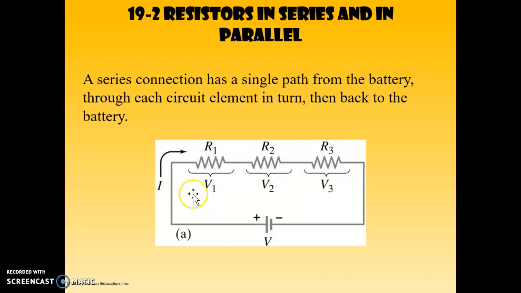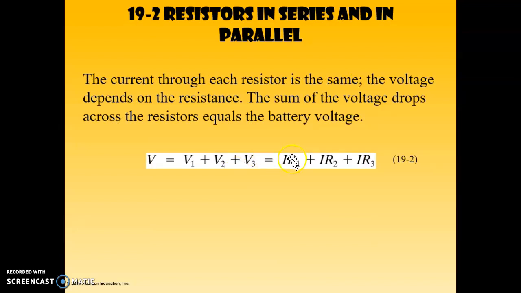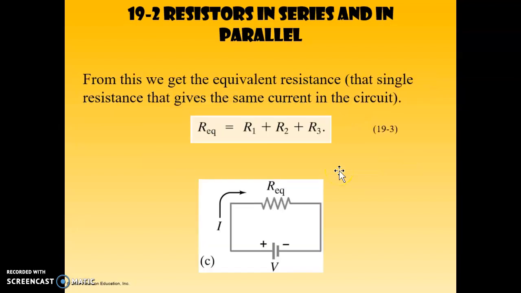We can still do V equals IR, Ohm's law, for each one of these. But the drop here, the drop here, and the drop here has to equal the total voltage of the battery. So V equals V1 plus V2 plus V3. And on this next slide, V1 is IR1, V2 is IR2, and so on. What I'm getting at is that your equivalent resistance is just the sum of all of your resistors.